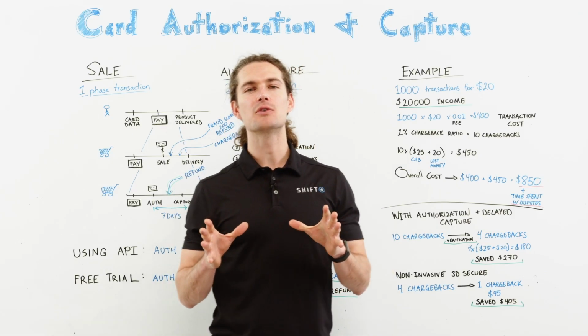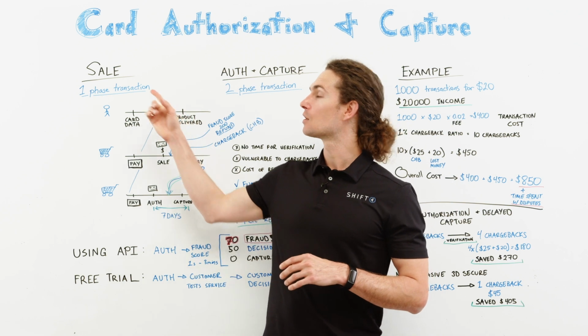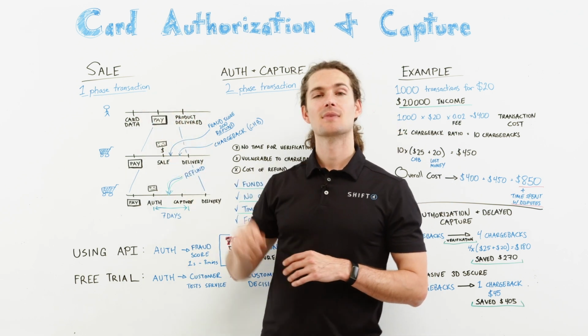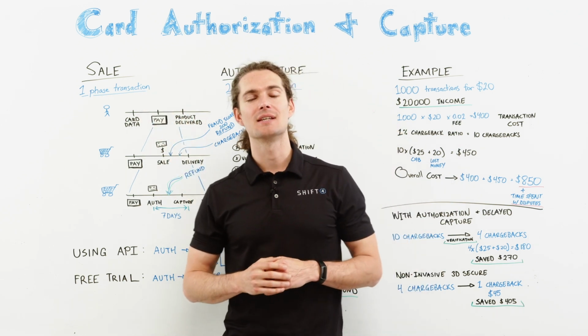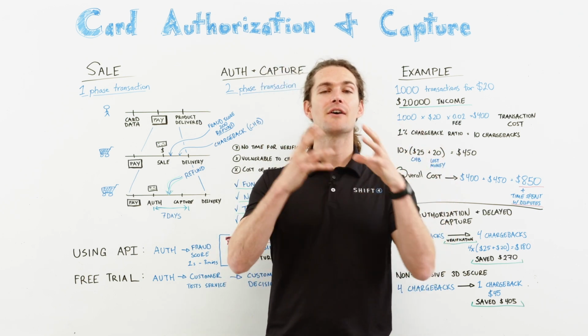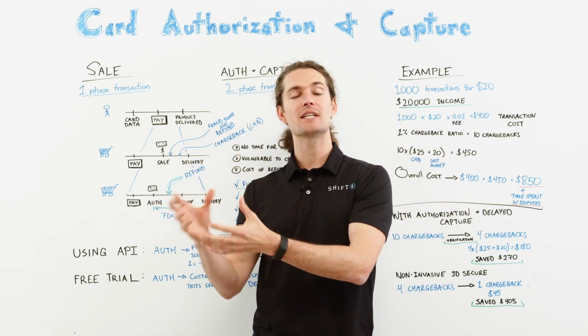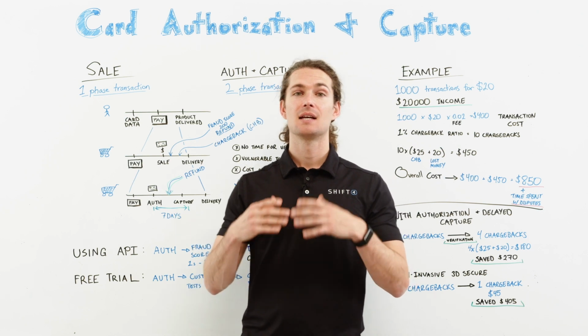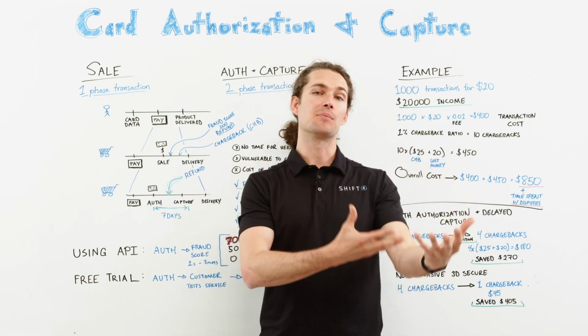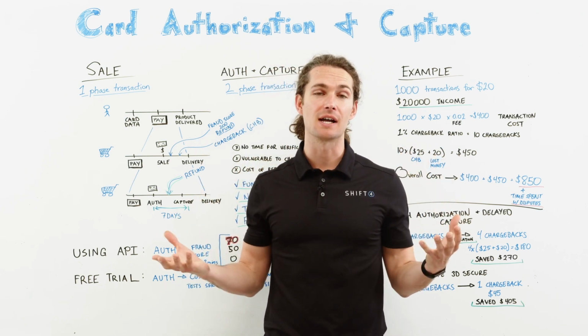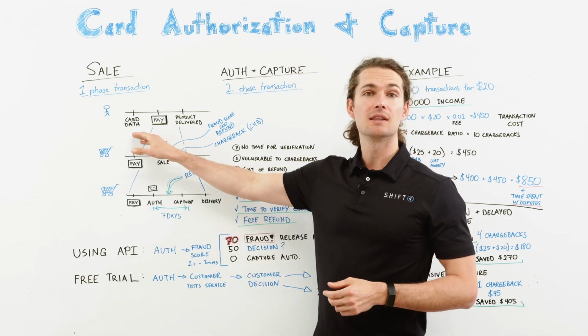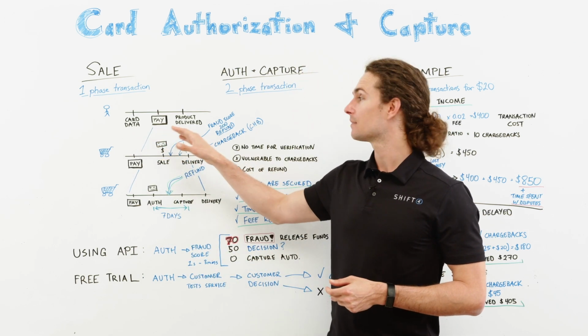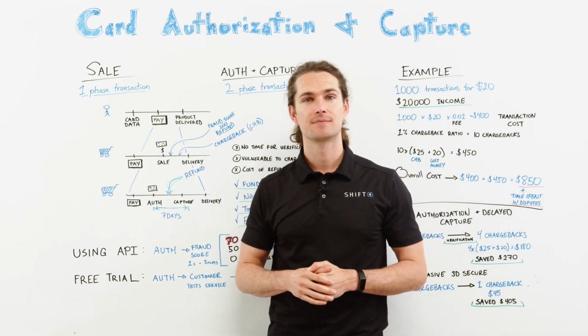Let's start with an overview of one-phase transactions, which we call sales. With a one-phase transaction, a merchant authorizes, verifies, and captures everything at once. The customer is on the website, they want to buy a product or a service that the merchant provides. So they put in the card data, they pay, and the product is delivered.